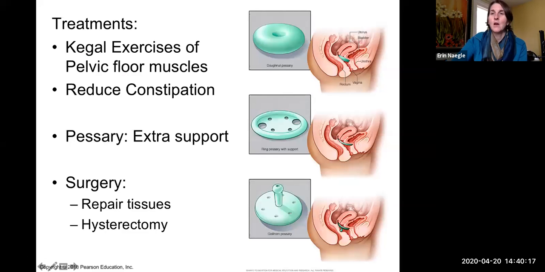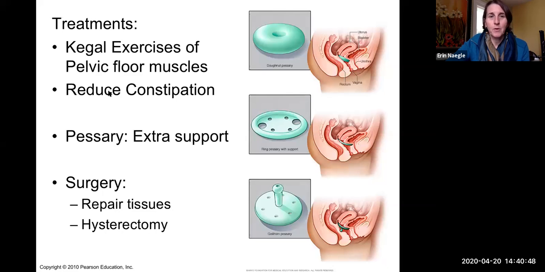So treatments. Well, early on, and for preventative measures, Kegel exercises, so that would be a contraction of those pelvic floor muscles. You can look up all kinds of Kegel exercises on YouTube, for both men and women. A strong pelvic floor is also important for men's health, and also for reducing constipation. Dealing with regular constipation can also weaken the pelvic floor muscles.